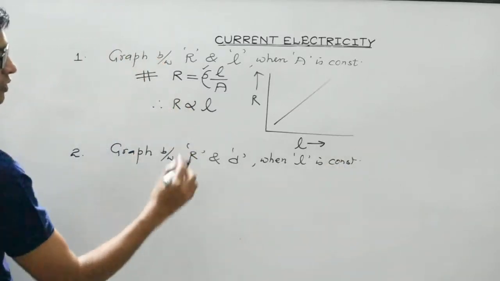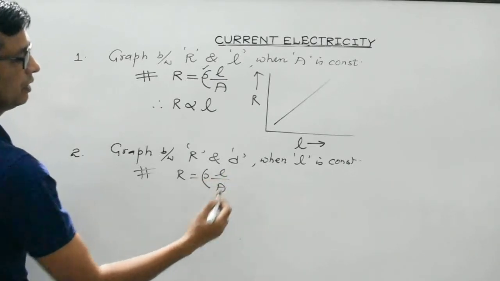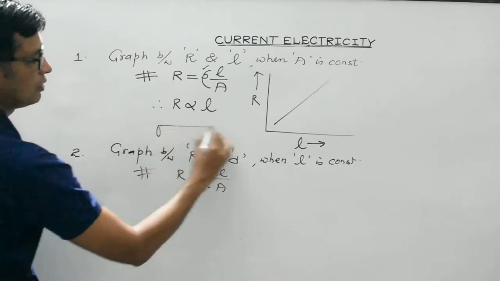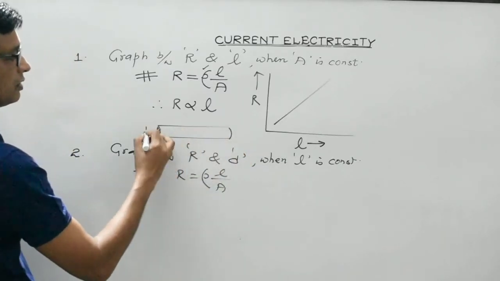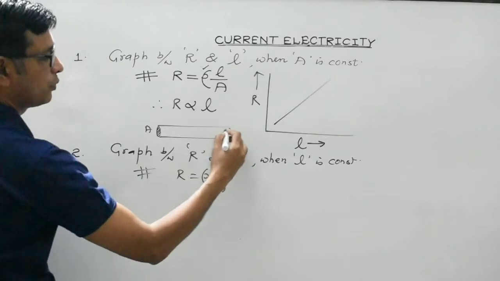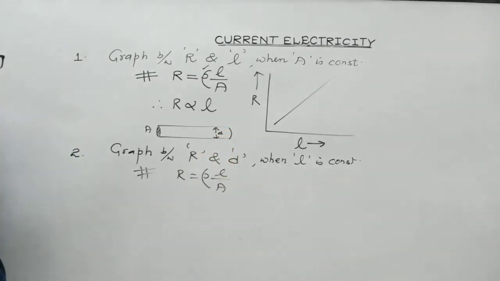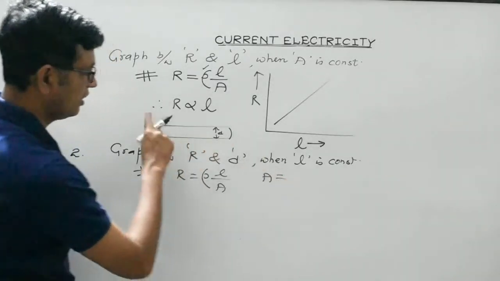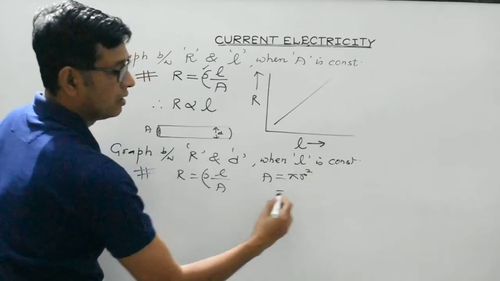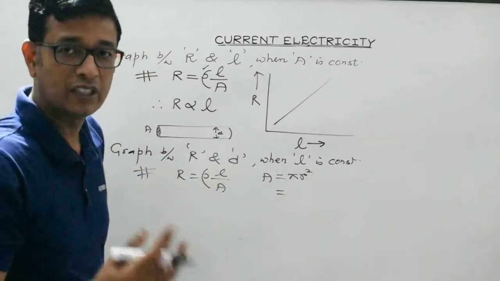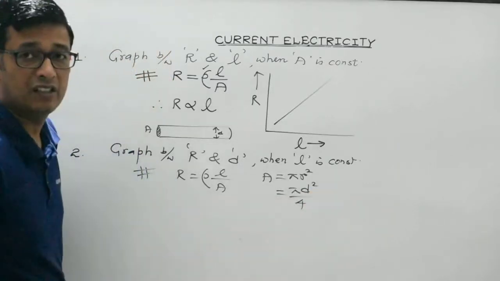So, again we will make use of this basic formula: R is equal to rho L by A. Now look, this is the wire. Wire is normally in a cylindrical form, like this. This is the cross-section area A, and suppose D is the diameter and r is the radius. So what will be the cross-section area? It's a circular area, so it is pi r square. Now radius is half of the diameter, so it will give us pi d square by 4. D is the diameter.